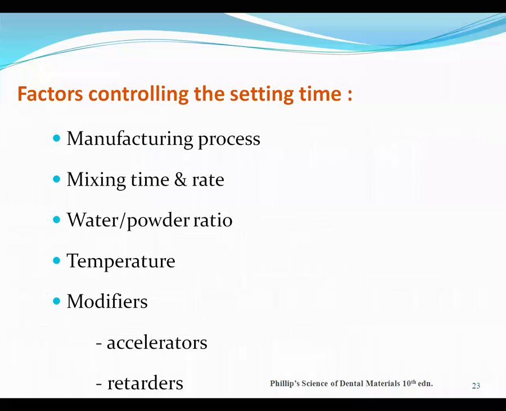So factors controlling the setting time: again, the manufacturing process. In the manufacturing process, there are two important factors.